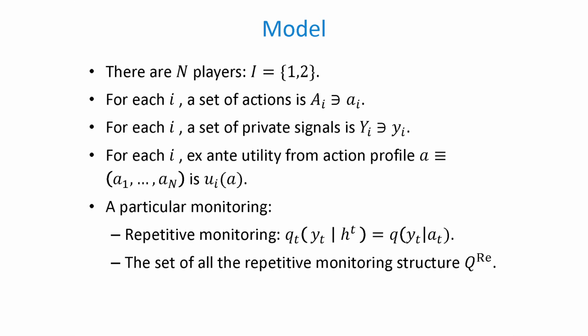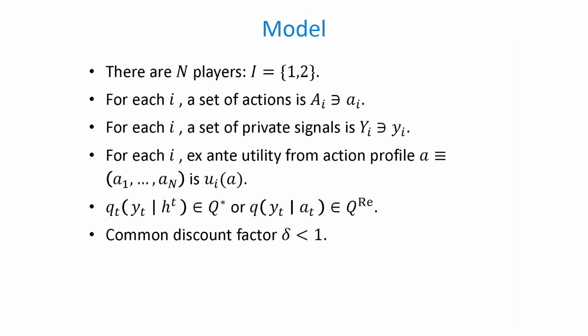So when we talk about a general monitoring structure, we use Q star. But sometimes we want to ask, well, this monitoring structure seems too general. So can we get more restriction by assuming that monitoring is repetitive? Then we can talk about this object. Okay? And the discount factor is assumed to be common and less than 1. And so this is the model. Okay? Questions? So, does Q star depend on t? Q star can depend on t, yeah.